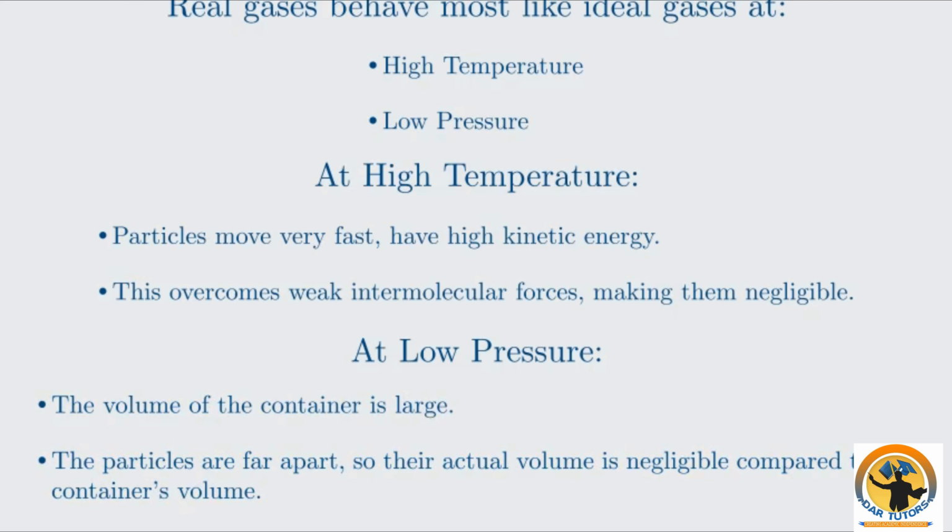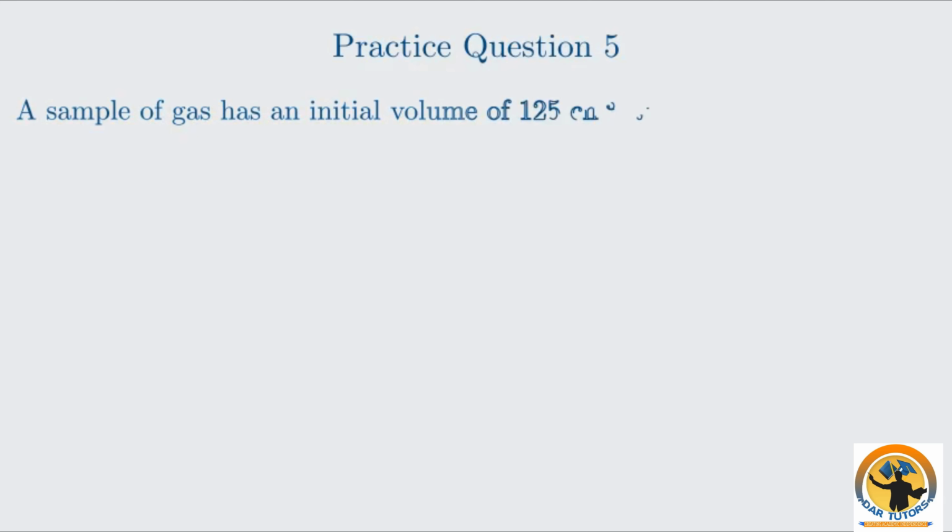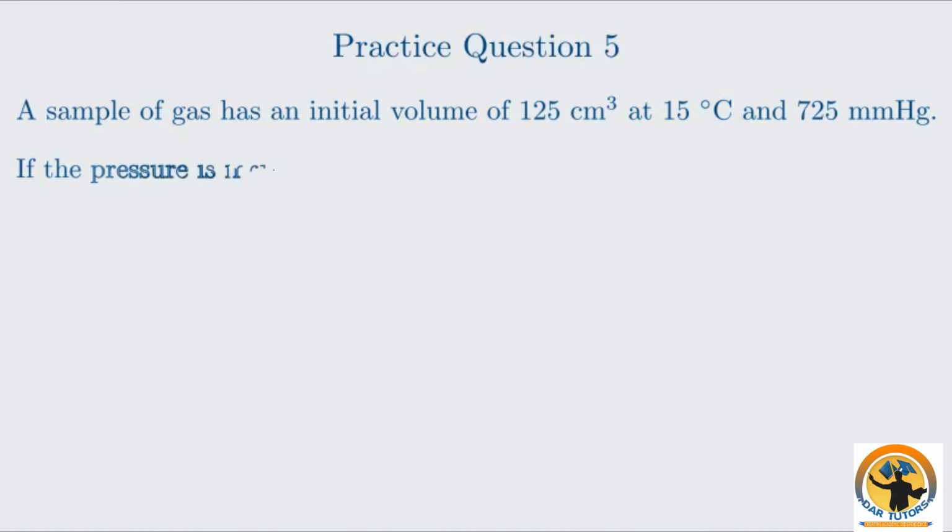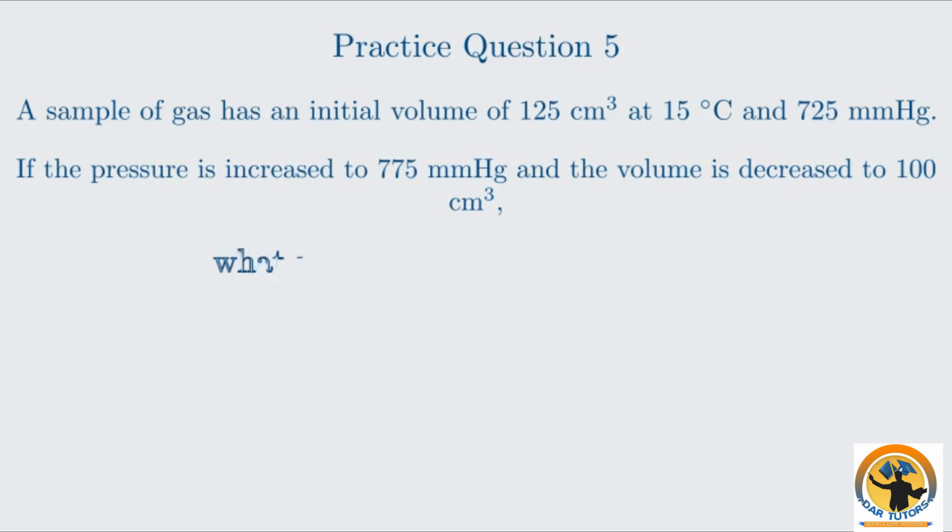So, by understanding the conditions under which the two core assumptions are valid, we can explain when a real gas will approach ideal behavior. Our final practice question is a combined gas law problem. A sample of gas has an initial volume of 125 cubic centimeters at 15 degrees Celsius and 725 mmHg. If the pressure is increased to 775 mmHg and the volume is decreased to 100 cubic centimeters, what is the new temperature in degrees Celsius? This is a classic combined gas law problem. Don't forget the most important step in any gas law calculation. Pause and solve it now.